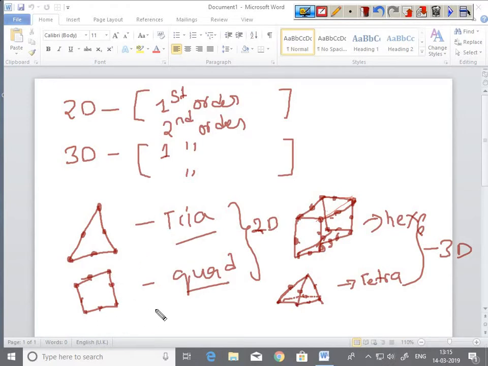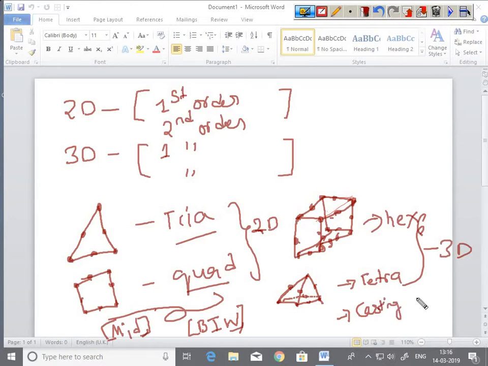2D mesh is especially used for BIW. BIW stands for body in white. These are basically used for these kinds of structures, and you can apply it on mid surfaces. And 3D mesh is used for casting components. In this also you have two types.